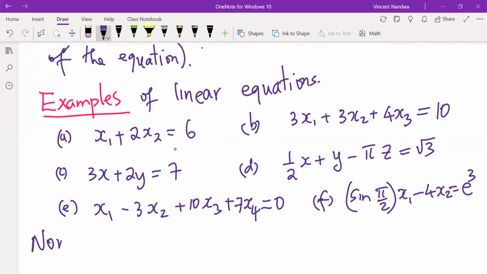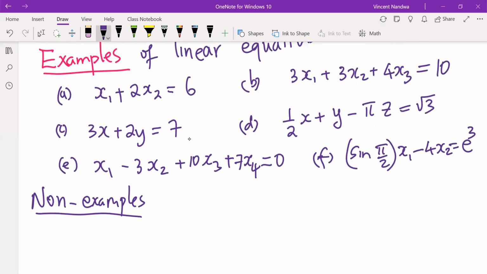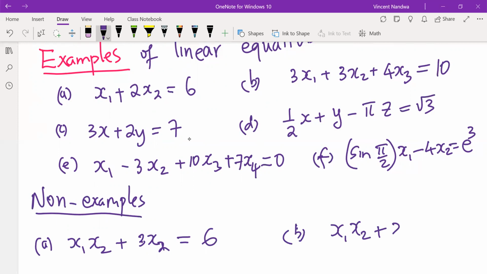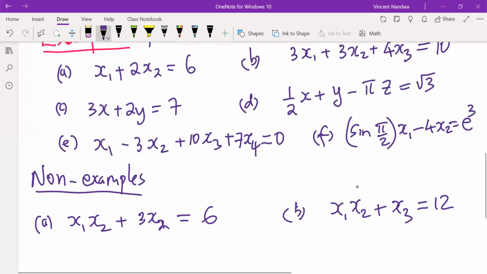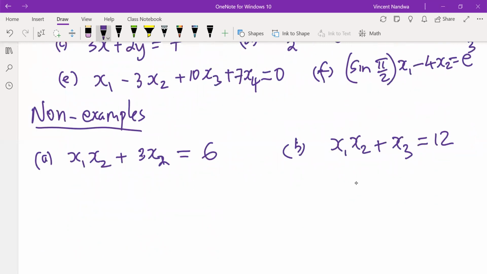Examples of nonlinear equations. For example, if we have x1 x2 plus 3x2 equals 6, it is not linear because of the product of x1 and x2. If we have x1 x2 plus x3 equals 12, it is also not linear because of the product x1 and x2.